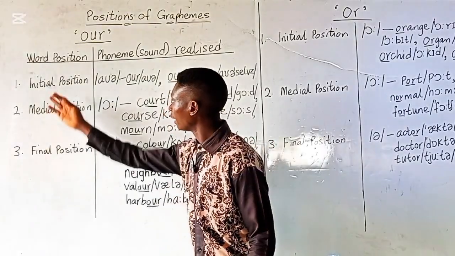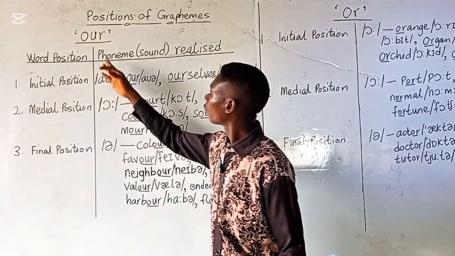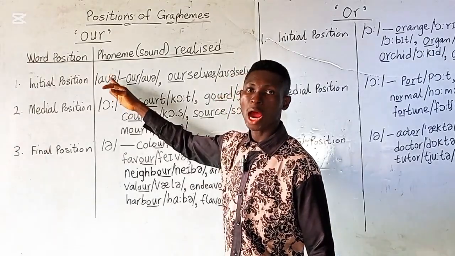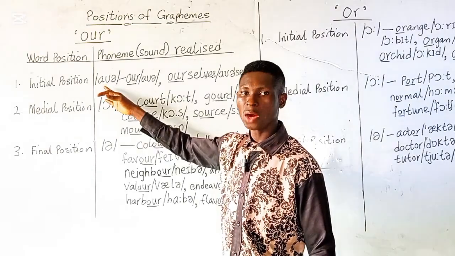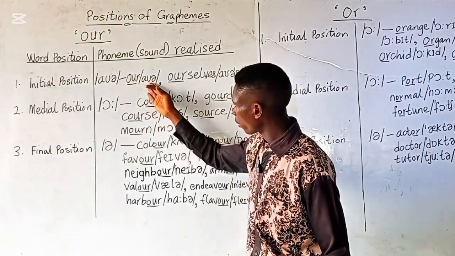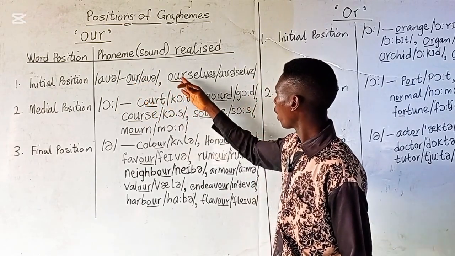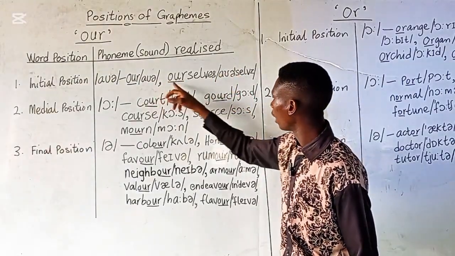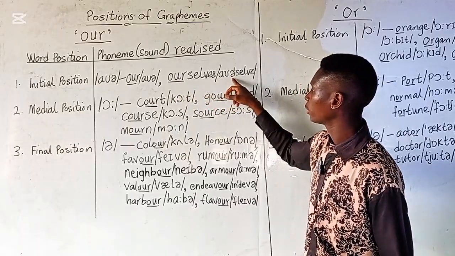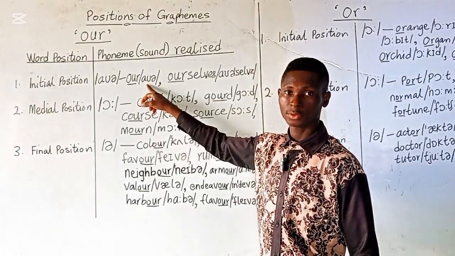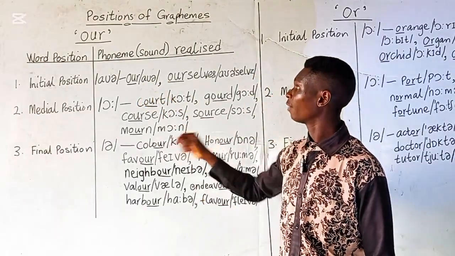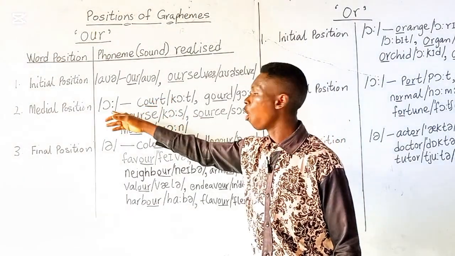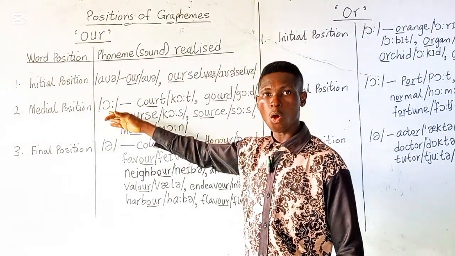All right, so at the initial position, we have OUR realized as the triphthong in hour. In words like hour, that's OUR, and ourselves. So you've seen in place of OUR, we have the R sound. So take note of that. But when you have the same spelling at medial position, the sound changes to the long O.